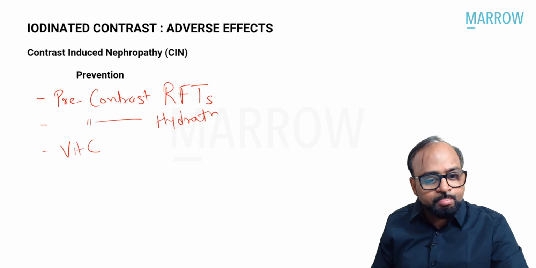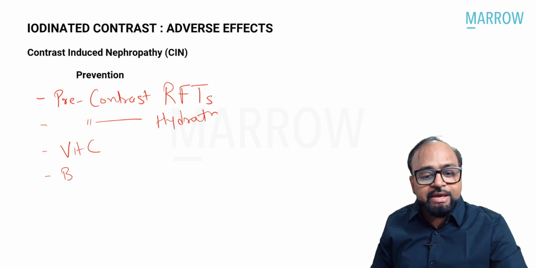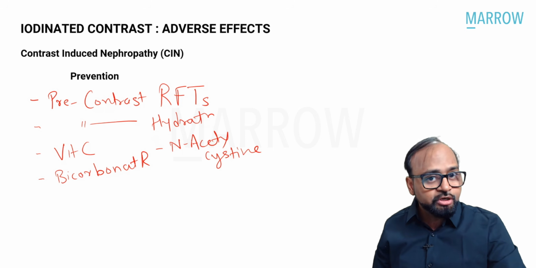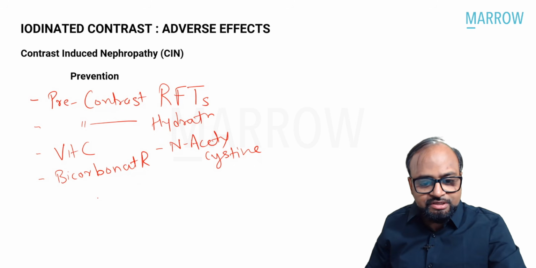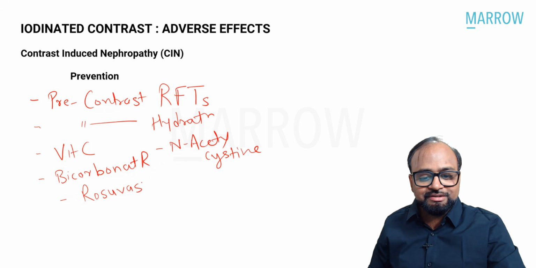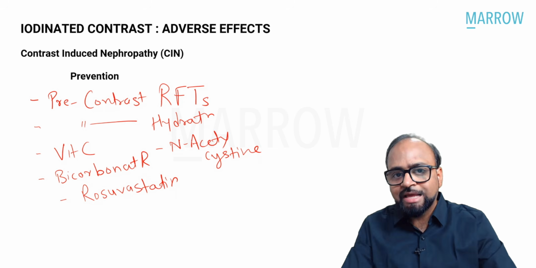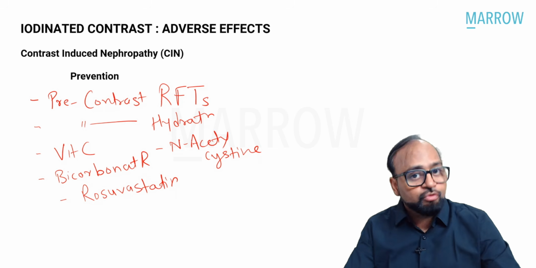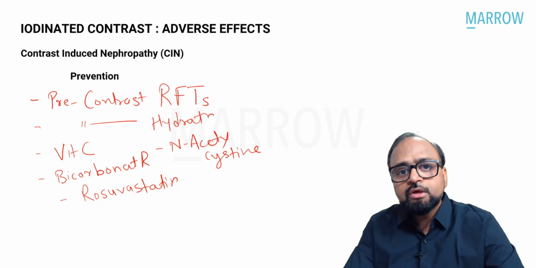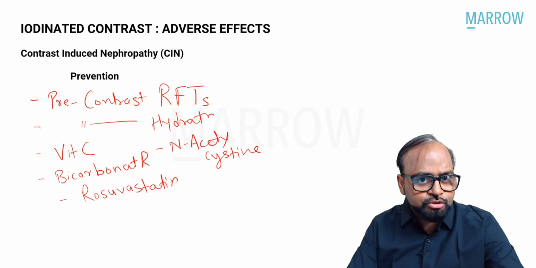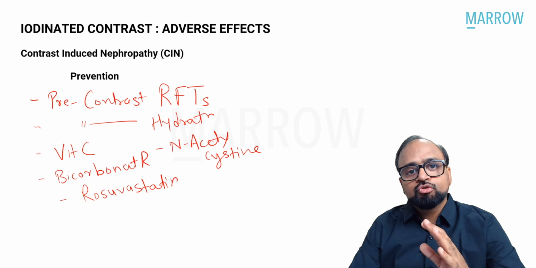Vitamin C can be used for prevention. Bicarbonate therapy can be used. N-acetylcysteine is a renoprotective agent with a sulfhydryl group. It protects the kidneys from damage. Certain statin drugs such as rosuvastatin are also considered to have a preventive role for CIN. So now it is clear that iodinated contrasts are nephrotoxic. In renal failure patients, we don't want to use them, whether ionic or non-ionic. Though non-ionic contrasts are less toxic, we've seen that, still, as far as possible, we want to avoid them.